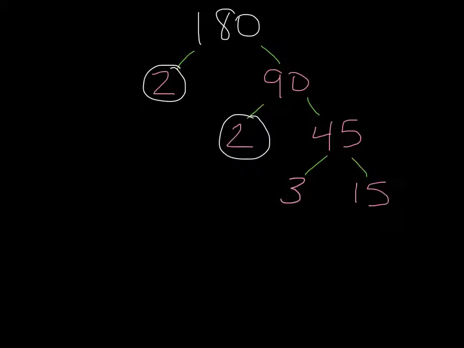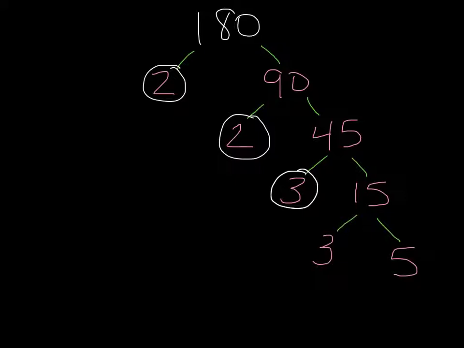Now we have to look at these two numbers. Are either of these two numbers prime numbers? Yes, 3 is a prime number, so we're going to circle that one and we can stop with that branch. But now 15 is going to have 2 branches of its own again, because we know that 15 is divisible by 3 again, because 1 plus 5 equals 6, and 6 is divisible by 3. 15 divided by 3 is 5.